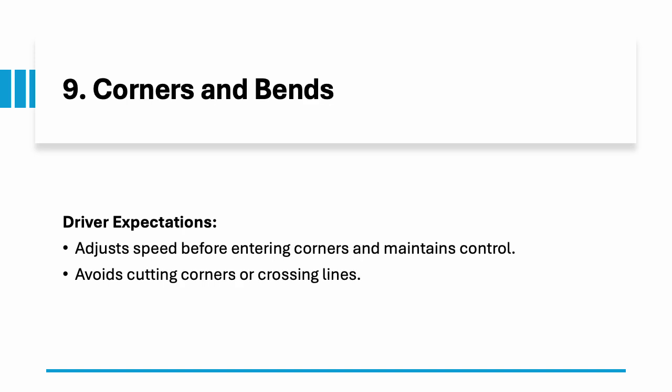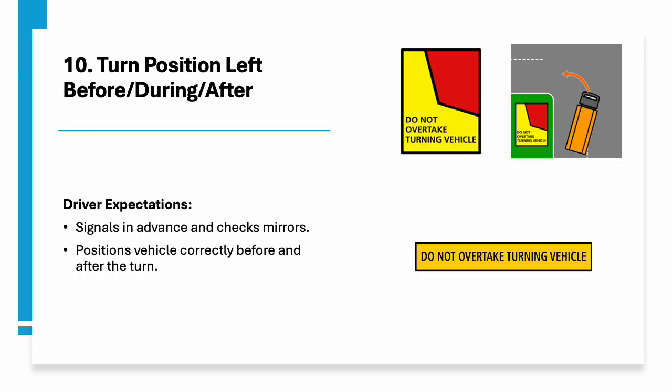Corners and bends. Driver expectations: adjusts speed before entering corners and maintains control. Avoids cutting corners or crossing lines. Turn position left, before, during and after. Driver expectations: signals in advance and checks mirrors. Positions vehicle correctly before and after the turn.